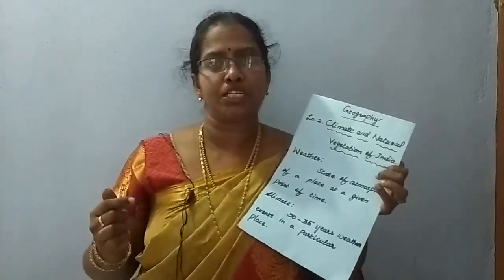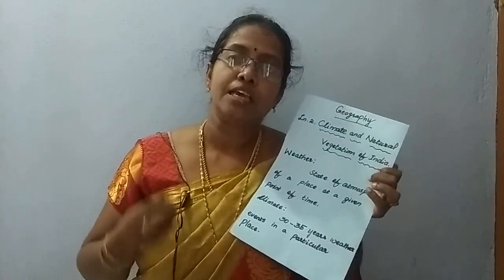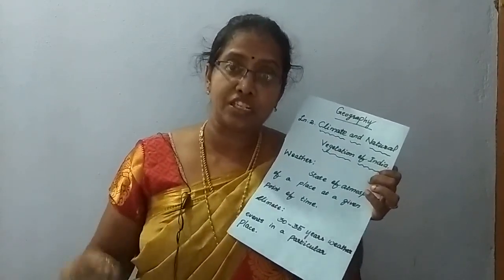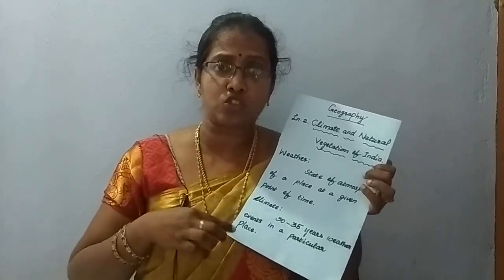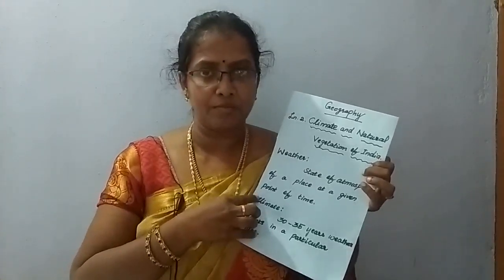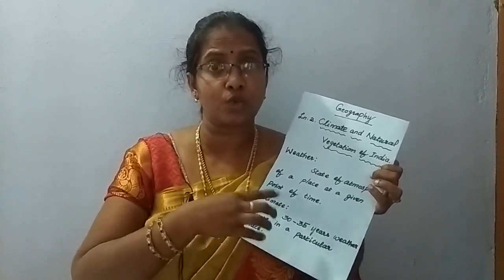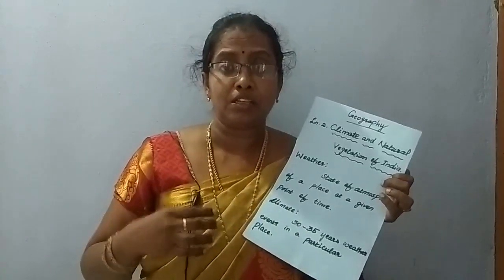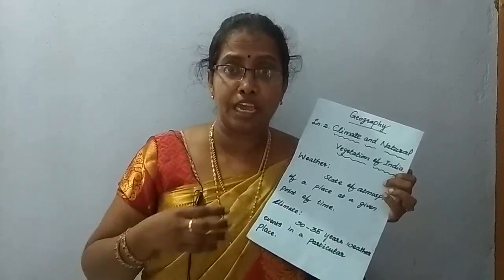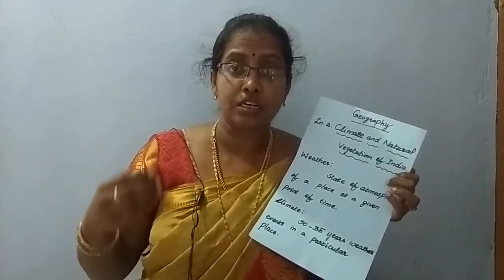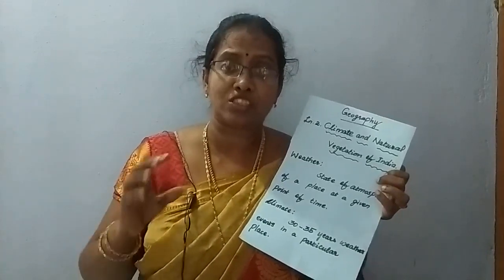What is meant by climate? Climate means the weather condition over 30-35 years, over a particular area, over a particular place. So that is called climate. The same month, sometimes they may receive rainfall. If the same month is continuously getting rainfall for 30-35 years, then that is the climate.